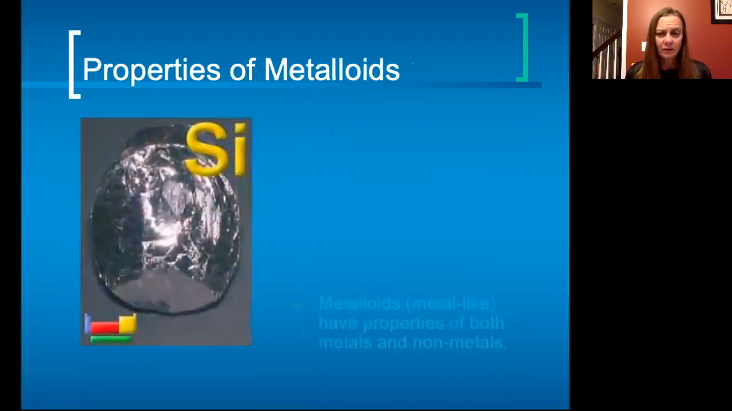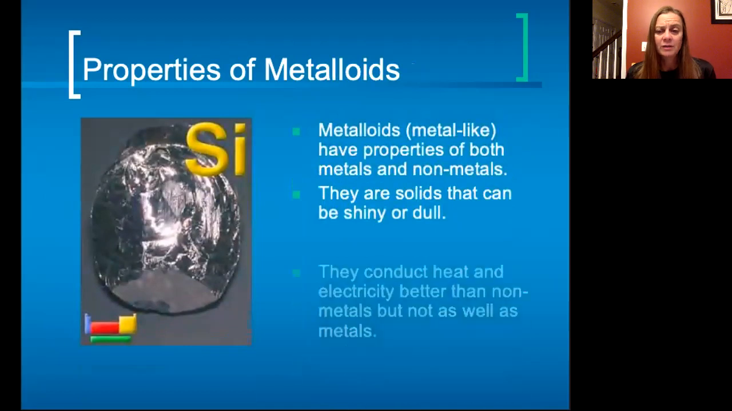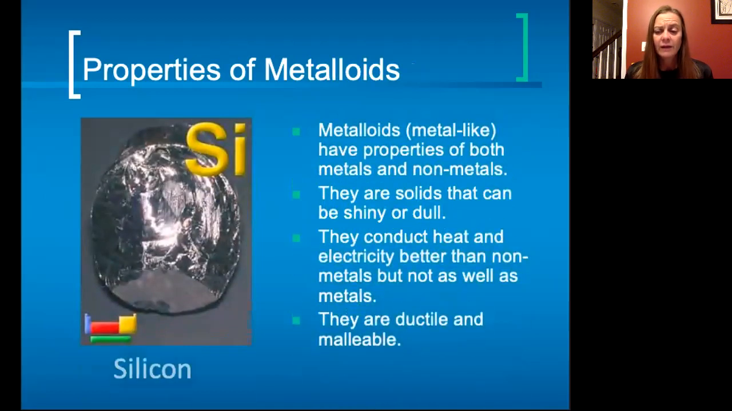And then the metalloids. They have properties of both metals and non-metals. They're solids. They can be shiny. They can be dull. They do conduct heat and electricity better than non-metals, but not as well as metals. And this is actually where we find a lot of our semiconductors, which are very important in computer chips. And they do tend to generally be ductile and malleable.